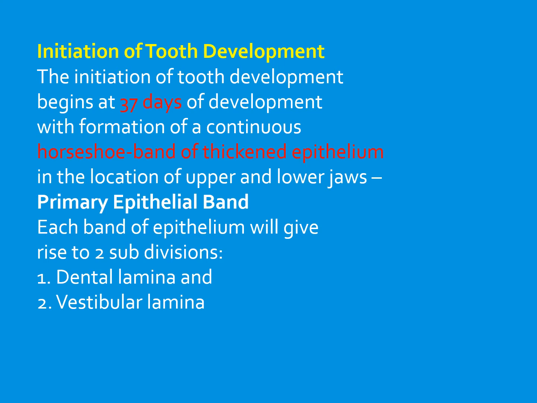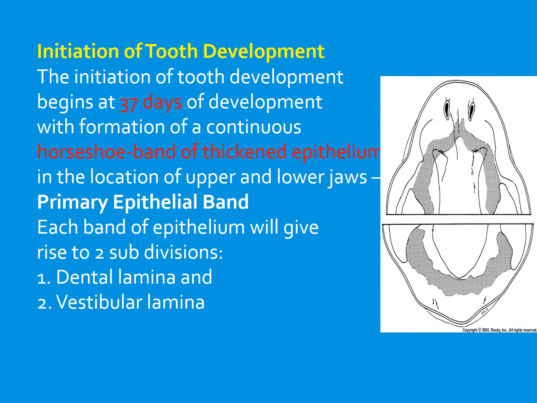Initiation of tooth development. The initiation of tooth development begins at 37 days of development with the formation of the continuous horseshoe band of thickening of epithelium. This slide shows the upper jaw, and this is the lower jaw. This is called the primary epithelial band, which is initiated from the thickening in the oral epithelium in this region. Each band of epithelium will give rise to 2 subdivisions, which are the dental lamina and vestibular lamina.